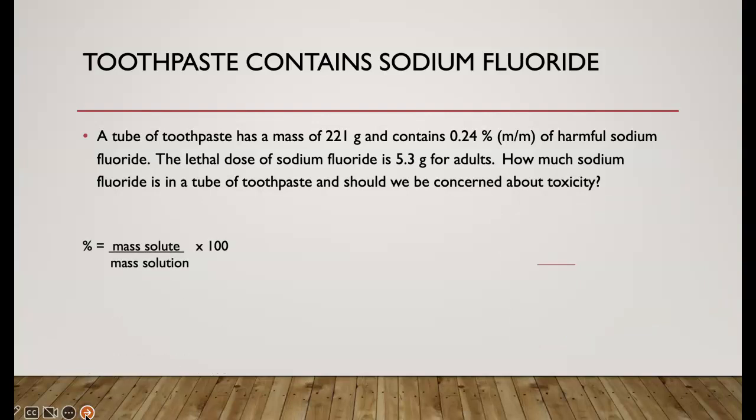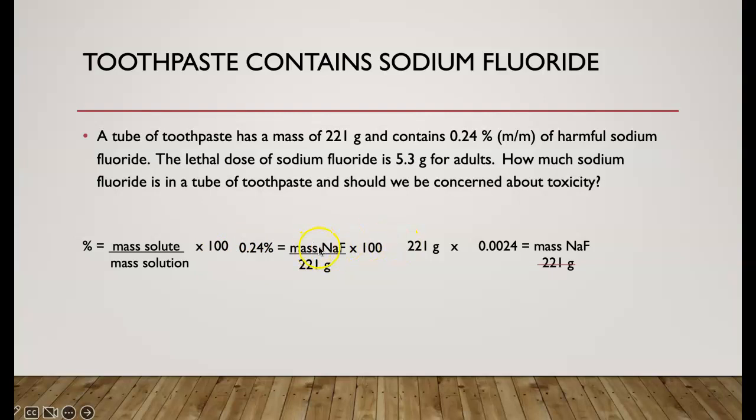Hopefully you were thinking, okay, I've got to do a mass to mass percent here. So I need my masses. So I'm going to need my mass of sodium fluoride here. I'm given the mass to mass percent, and I know the mass of the toothpaste in the tube. So in order to solve for that, the first thing I'm going to need to do is turn that 0.24% into a decimal. So I'm going to move that decimal over twice to make 0.0024.